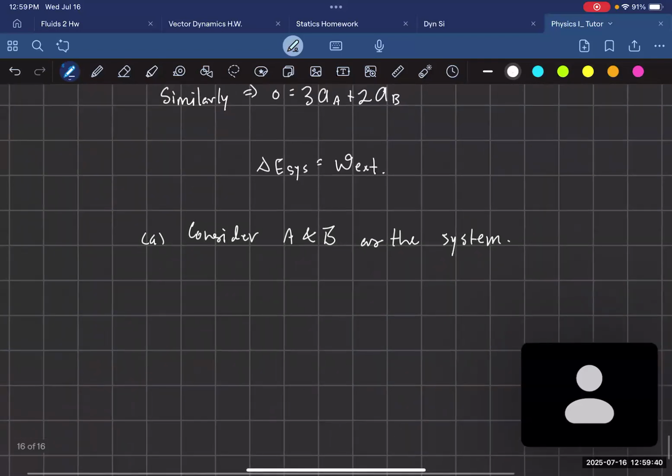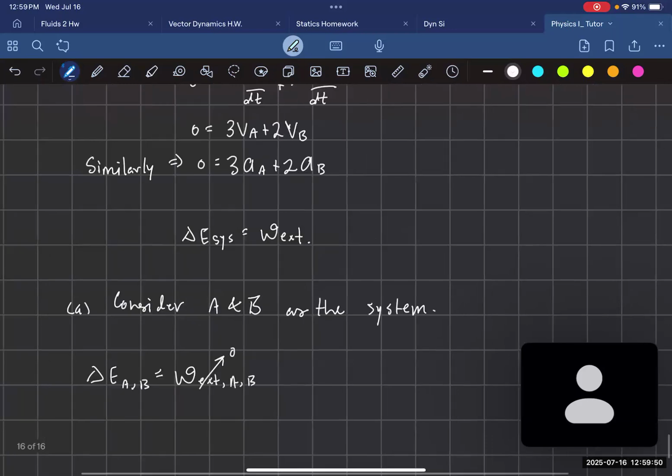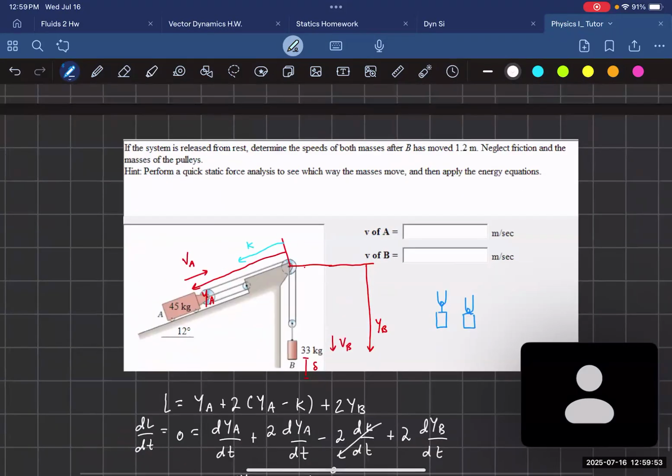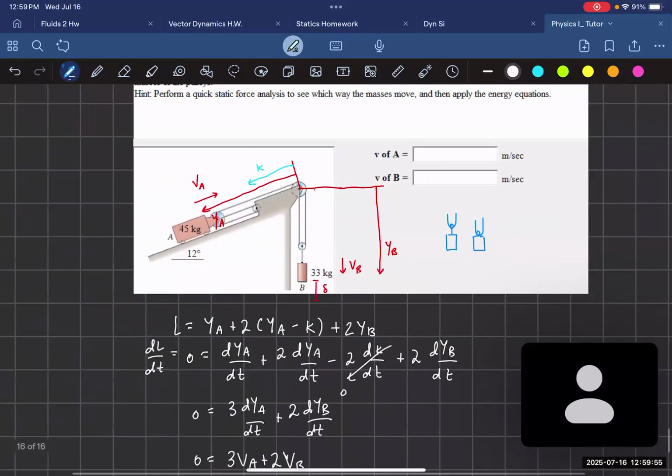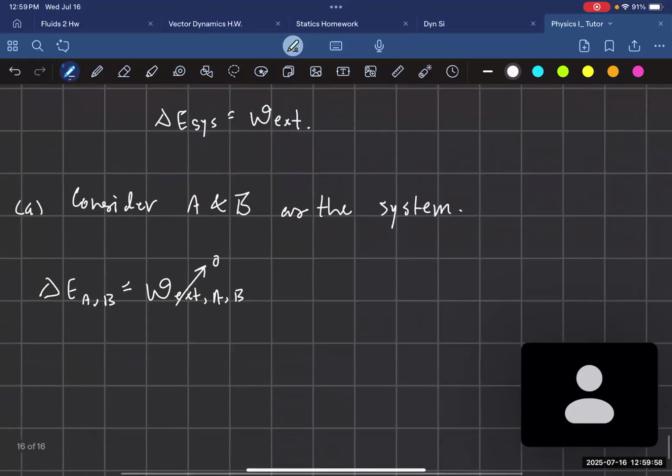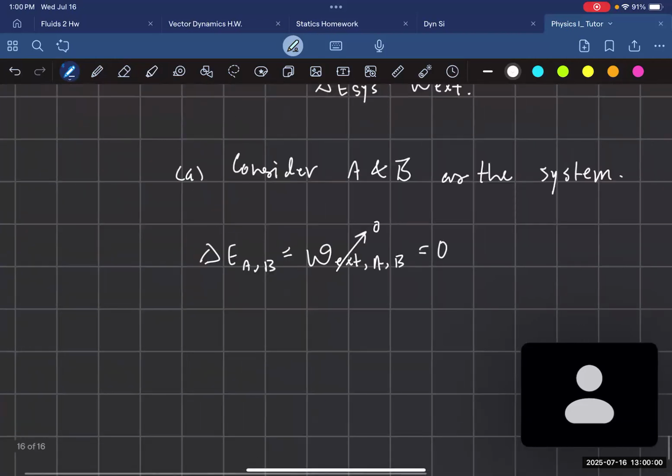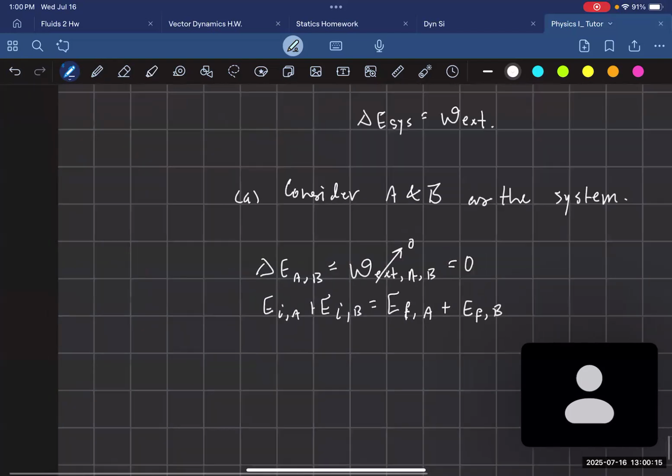In that case, if we have delta E of A and B equal to the external work on A and B, which goes to zero because there is no external work. This problem does not mention friction at all, so you can ignore friction. With that, you get energy initial of A plus energy initial of B is equal to energy final of A plus energy final of B.